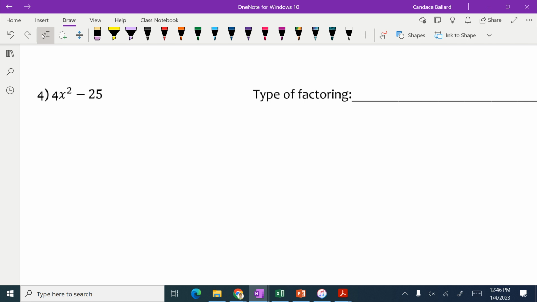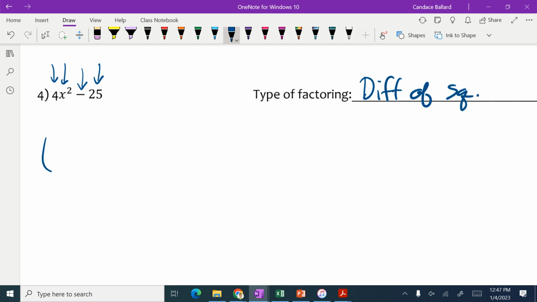All right, let's talk about it together, okay? Is there a greatest common factor? Notice I've asked myself that question every single problem, okay? How many terms are there? 2 terms, okay? We have to decide if they're squares. So is 4 a square? Is x squared a square? Is 25 a square? Is it a minus sign? Yeah, so what kind of factoring? Difference of squares. I'm being lazy now.